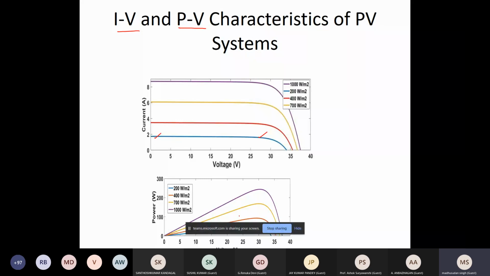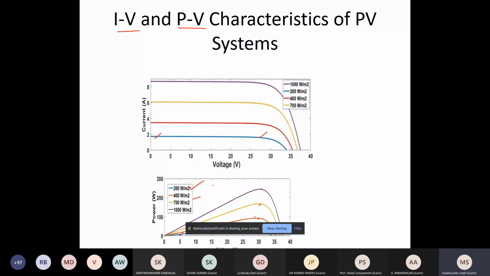And similarly, the power also, if you see the power-voltage curve, this is the blue, and again for low radiation, the power also comes down. So you see that the peak power is continuously changing depending on the radiation level. And if you want to extract maximum power, you have to use some maximum power point tracking techniques. One of the common techniques people use is the perturb and observe method.